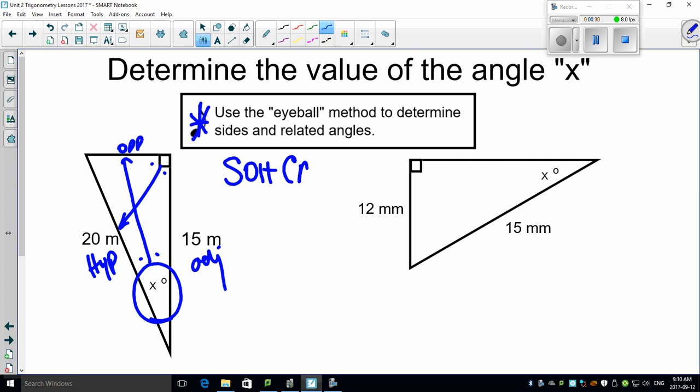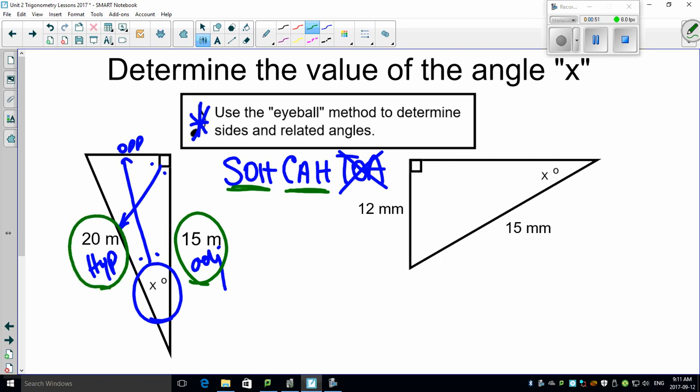That's really, really important. But for right now, I know and you know that we're not going to be using tangent at all. So we're down to just two choices. And you have to look and see which one satisfies this or this. So what do I mean by that? Well, take a look at what we have. We have adjacent, which is 15. We have hypotenuse, which is 20. So look for either the sine or the cosine that satisfies this situation.